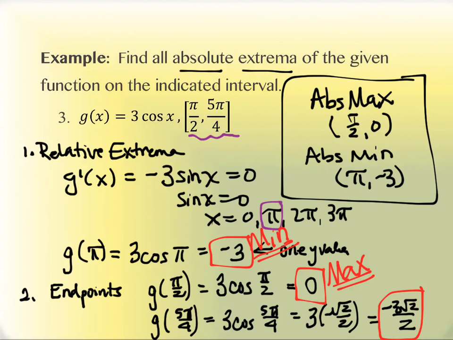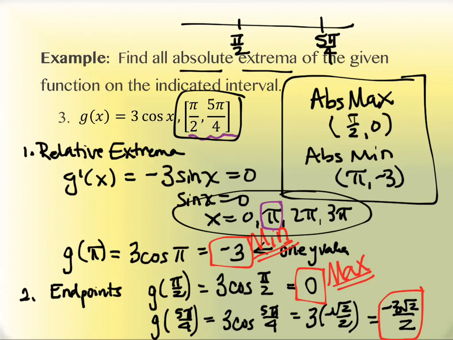Yes, Chance? So whenever you chose pi, is that because those values are like in between, like from 0 to pi? It's because these values right here, if I were looking along on a number line and I put in pi over 2 and I put in 5 pi over 4, I only want to be between these values, and the only one of this list of values that's between them is pi.